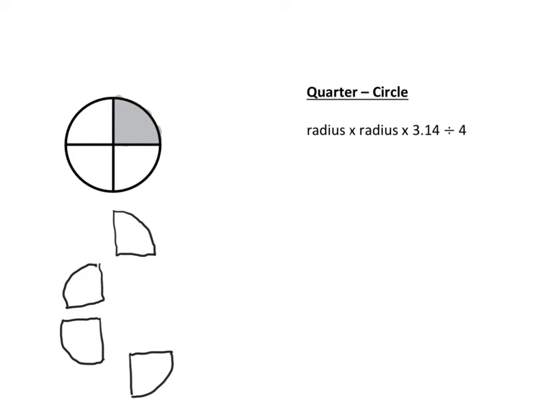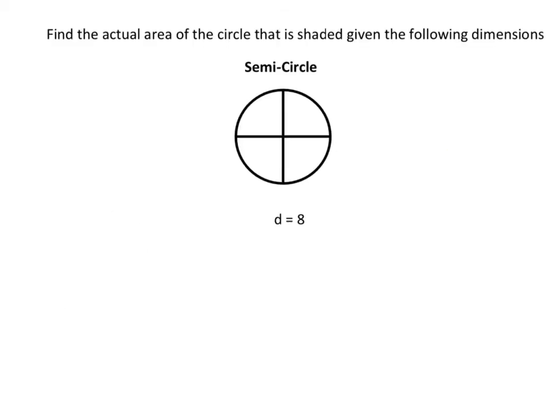Now, when we're looking for area of a quarter of a circle, we are doing the same exact area formula, radius times radius times 3.14. Now, since it's a 1/4 of a circle, we are dividing by 4 to get our final answer. So here's our next example. It says find the actual area of the circle that is shaded given the following dimensions.